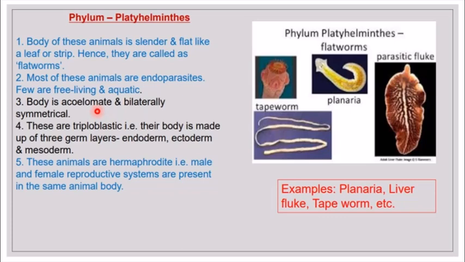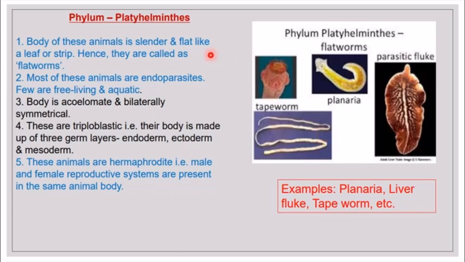When you cut this organism into half, the three layers present in us, that is endoderm, ectoderm and mesoderm, are there, but unlike us there is no cavity inside, and that is why they are called acoelomate. They are triploblastic, that is they have all three germ layers: ectoderm, endoderm, and mesoderm. Also these organisms are hermaphrodite, that is male and female reproductive systems are present in the same organism. So in a tapeworm there is a male and also a female reproductive organ. That is why they are called hermaphrodite.